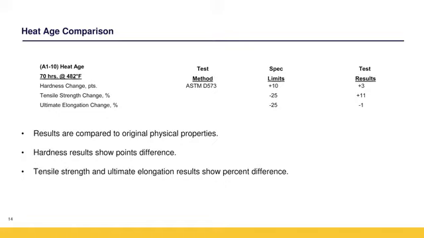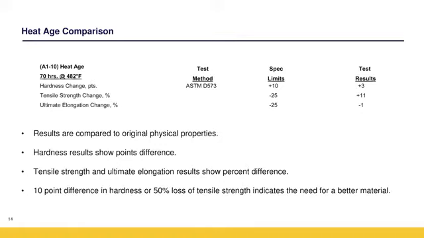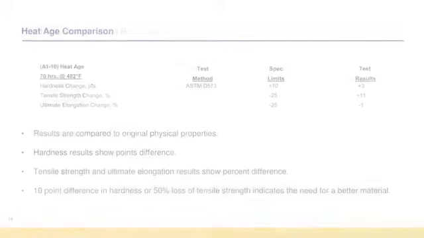Applying the heat age data from a test report to an application will vary, but a good starting point is that if a compound experiences a 10-point difference in Shore A hardness or loses more than 50% of its tensile strength, there may be a better material.